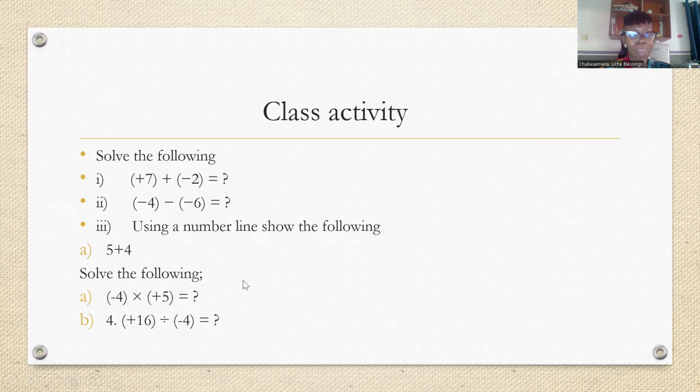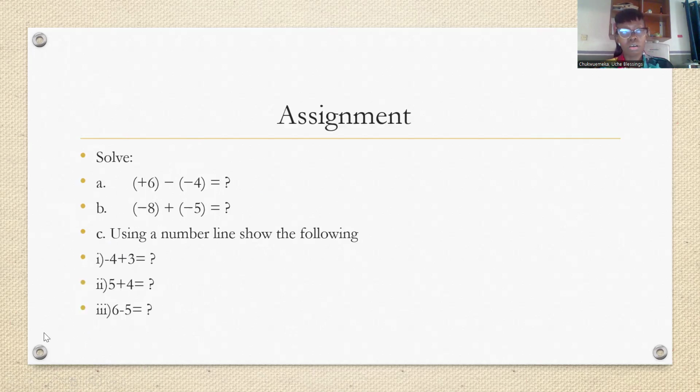Solve the following. This one is handling multiplication of integers and division of integers. The first 2 are addition and subtraction of integers. Easy peasy, you can do this. Minus 4 times plus 5 will give you what? Plus 16 divided by minus 4 will give you what? Do it and let me know. All right. After that, I'll be marking that, and then we'll be doing our corrections.